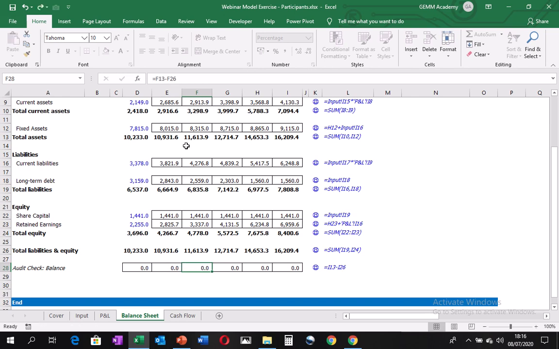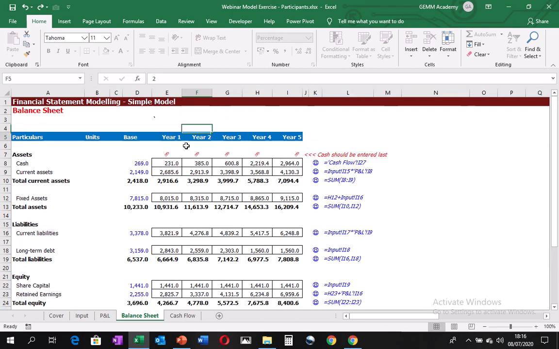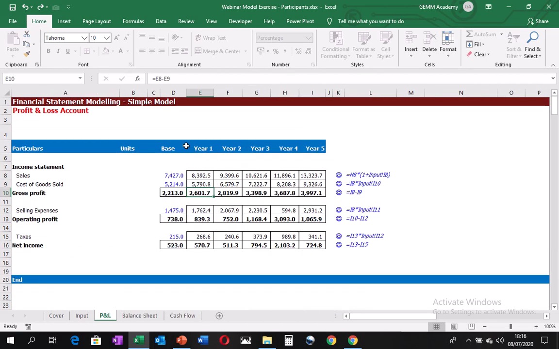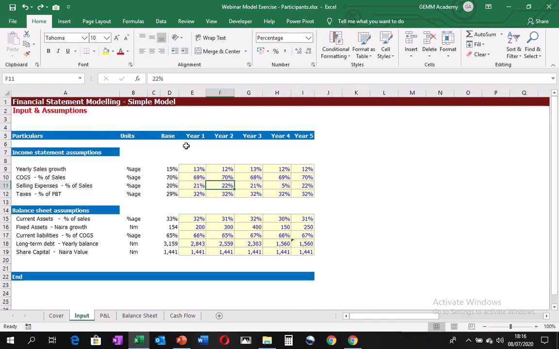So that is how to actually carry out a forecast of the P&L, the balance sheet, and the cash flow statements. This is a simple financial model. Now the implication, what we have done here is that we have been able to build an integrated financial statement model. What do I mean? The input here can be changed. Scenarios can be applied on this input, and then our balance sheet will still be in agreement.